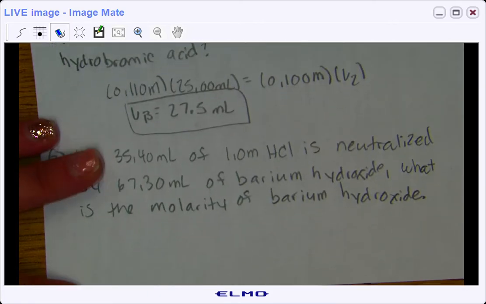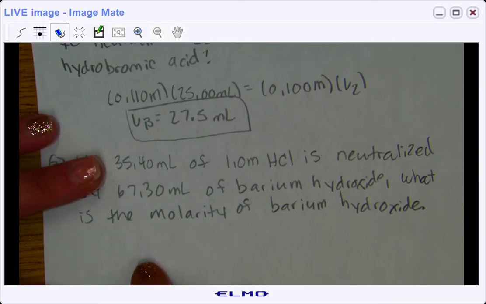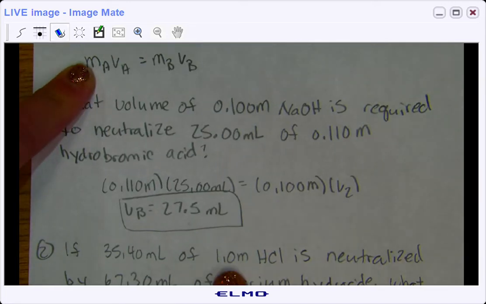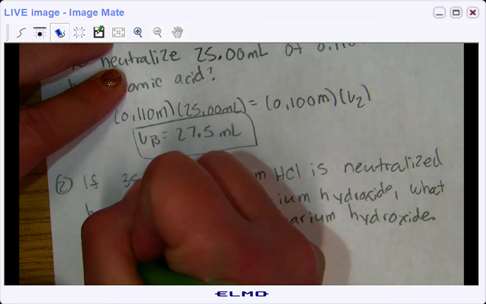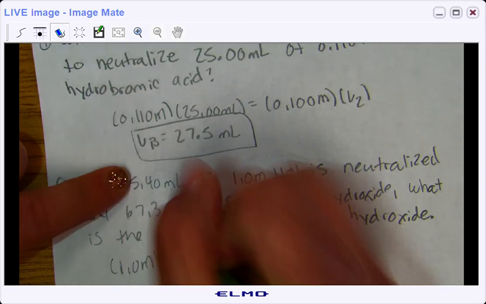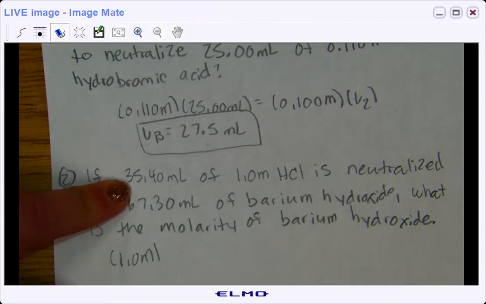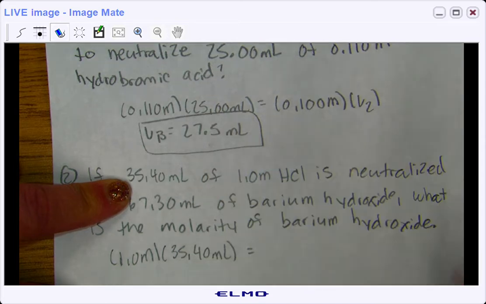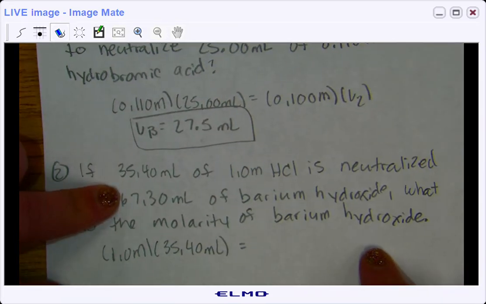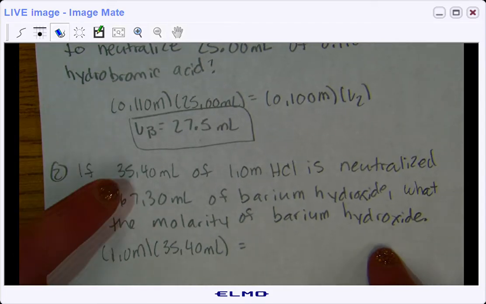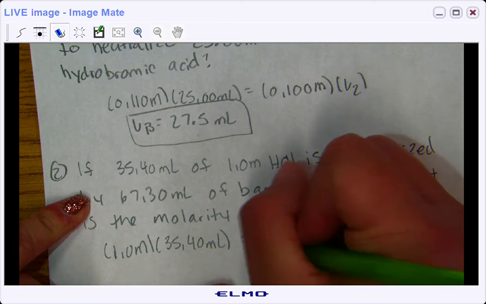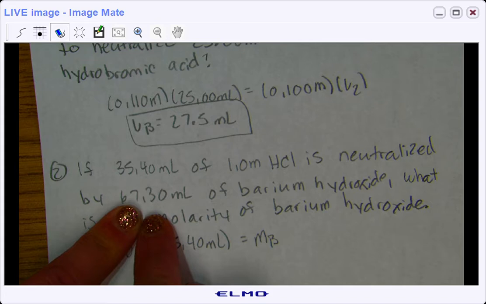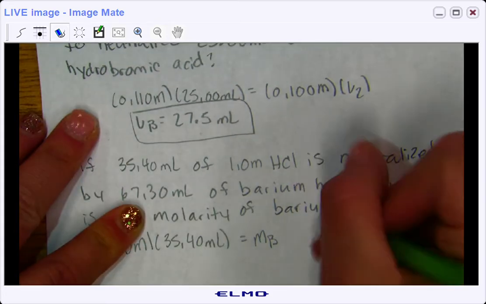All right. So the molarity of the acid is 1 molar times the volume of the acid, 35.4 mL, equals the molarity of the base, which is what we are trying to find, times the volume of the base, which is 67.30.